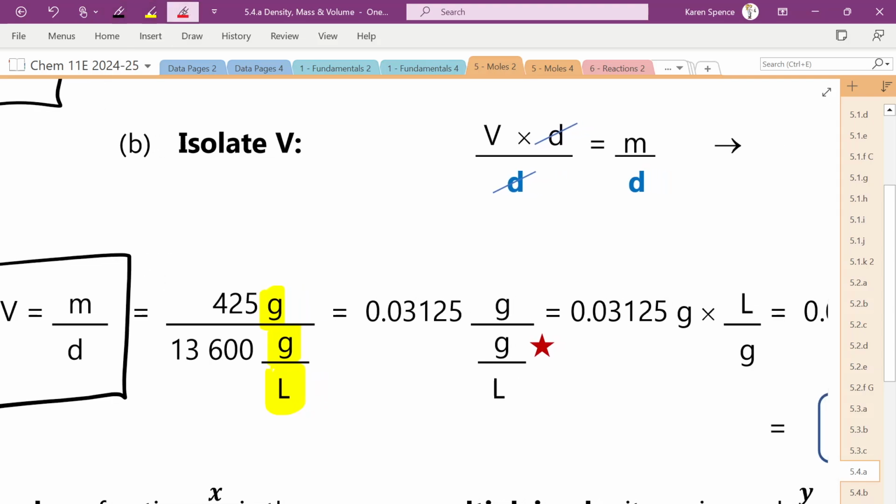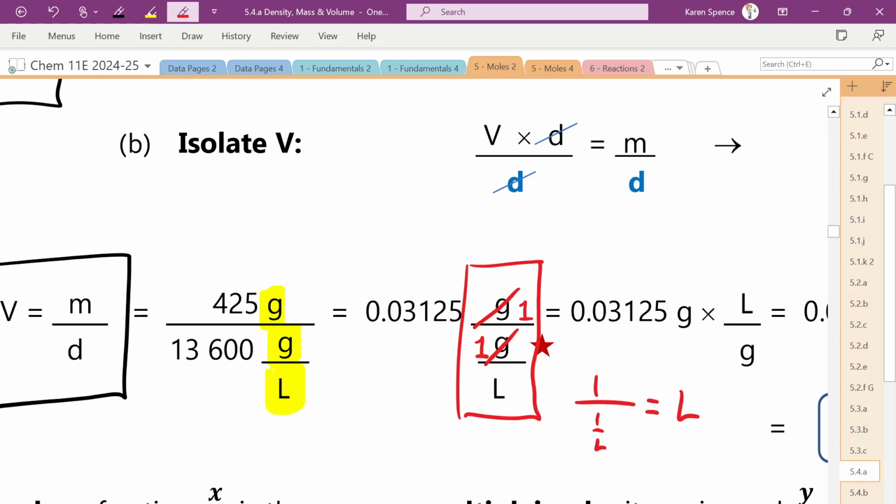So what happens here is that I have grams over grams. So my grams cancel. Yes? That leaves me with a 1 up here and a 1 down here. So what I now have, this bizarre looking piece of stuff, is now 1 over liters, which is the reciprocal of 1 over liters, which is liters. Okay? The other way of doing it is to say I have grams over grams per liter.